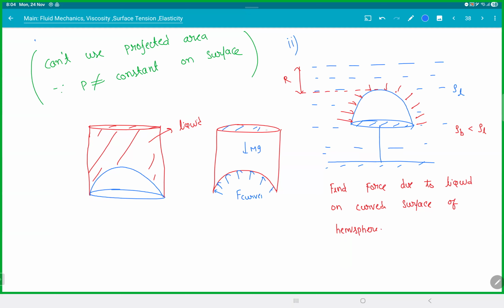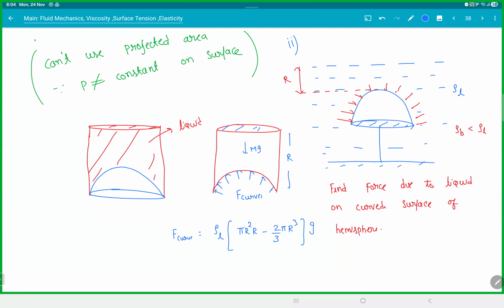How do you find that? So this total height is r. So the F curve will be density of the liquid, volume will be cylinder, it is pi r square into r, minus 2 by 3 pi r cube, into g. Bas.